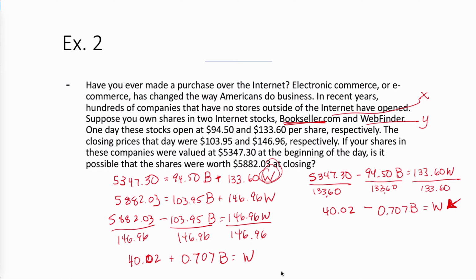The line, the set of shares, pair sets of Bookseller and Webfinder, that would give us this total at these two prices at closing is the same set of numbers that would give us this total at these two prices at opening. So yes, when we put this in slope-intercept form, we see that these are, in fact, the same line, meaning, yes, it's possible that the same number of shares could give us this total at opening and this total at closing.